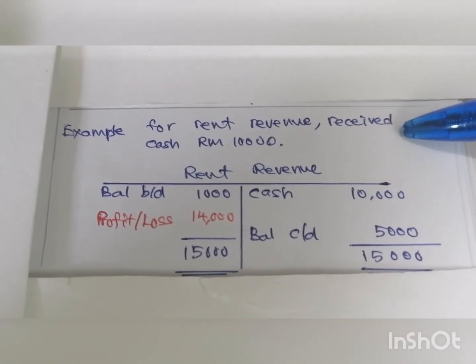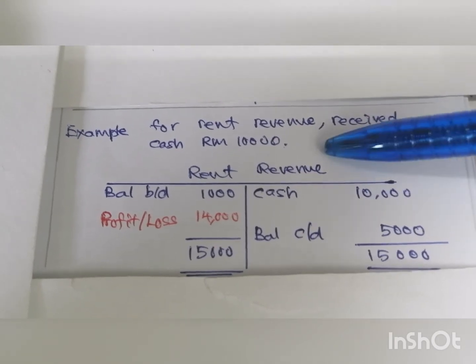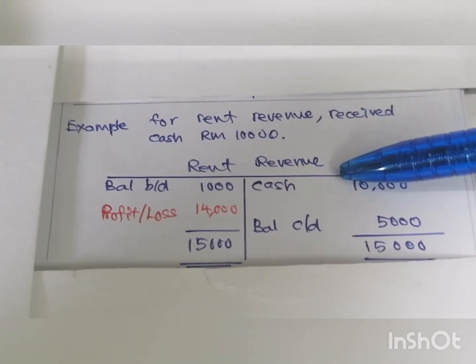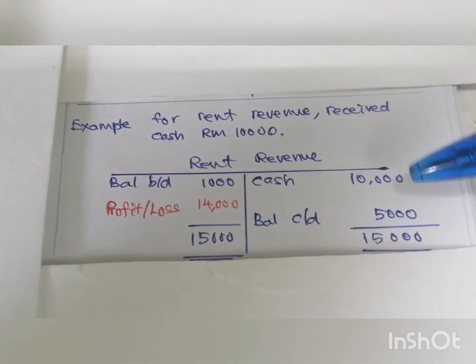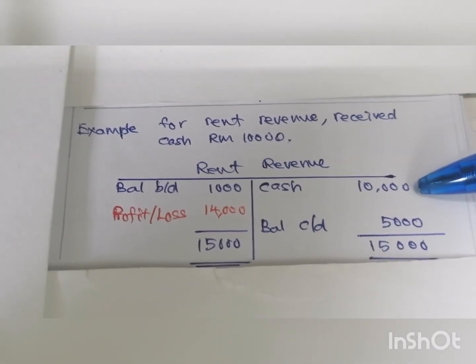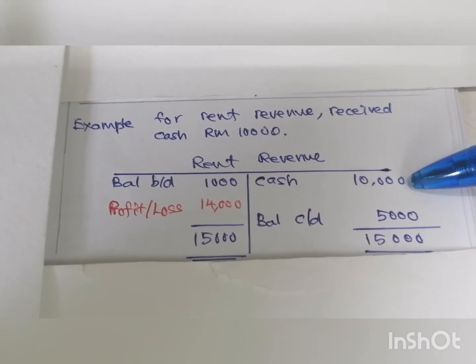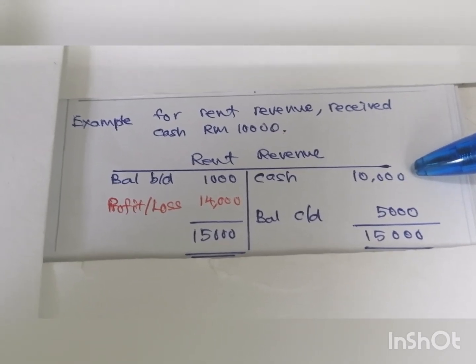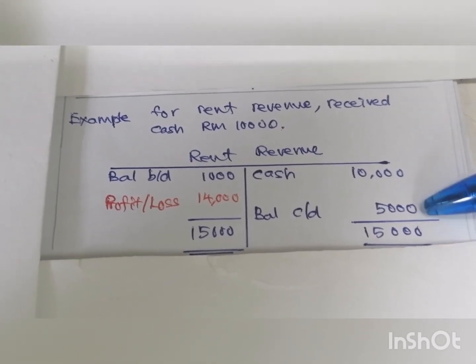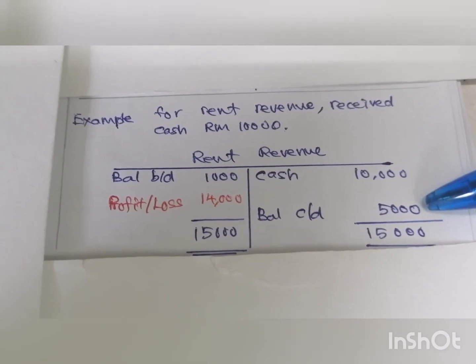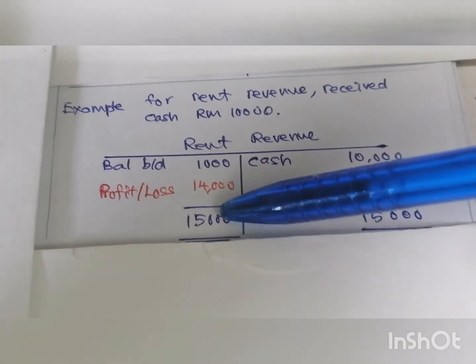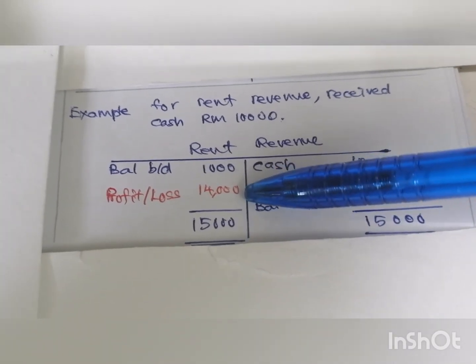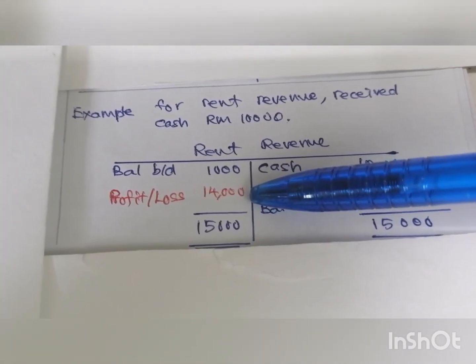Example, for rent revenue, receive cash 10,000. Let's say the balance brought down is 1,000. So you receive 10,000, you record it on the credit side. And your balance carried down is 5,000 on the credit side, so the total is 15,000. Therefore, you get your profit or loss on the debit side of 14,000.